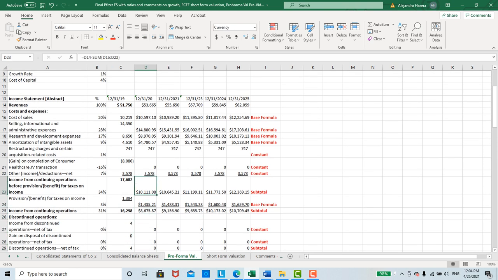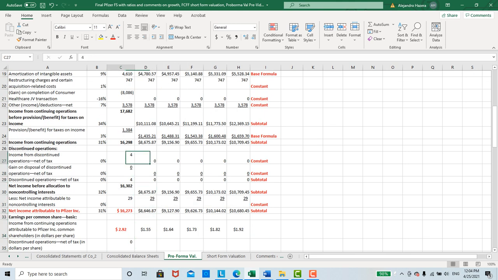Then you've got your taxes here, which is usually as a percent. Also use a base formula for your taxes. And then these items down here, these are zeros because these are discontinued operations. I don't think that Lilly's going to have these. So your final income here is income before non-controlling interest. Non-controlling interest, always subtract non-controlling interest. I would keep them constant, and you subtract those.